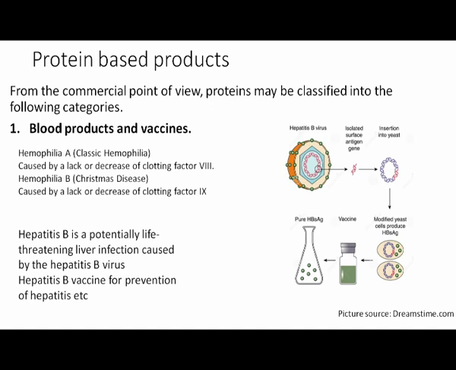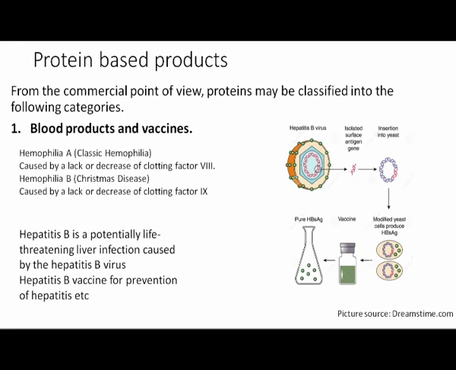Another important one is hepatitis B, which is one kind of hepatitis infection. Hepatitis B is a potentially life threatening viral liver infection caused by the hepatitis B virus, and the vaccine for the prevention of this hepatitis is now being synthetically produced, and it is produced from a commercial point of view, that is, in huge quantity. So, another important protein product is when we use genetic material to clone a particular protein for vaccine production.